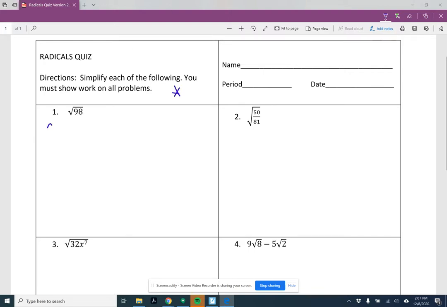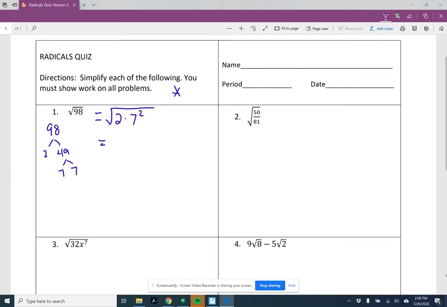So for the square root of 98, to simplify that, we're going to start with a factor tree. I'm going to take that 98, notice that it is divisible by 2 because it's even. 98 divided by 2 is 49. Just grab a calculator and do it. 49 is 7 times 7. We have the 98 can be written as 2 times 7 squared. That's what our factor tree does for us. We can write it as a product.